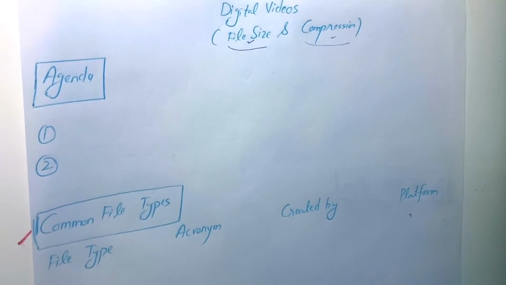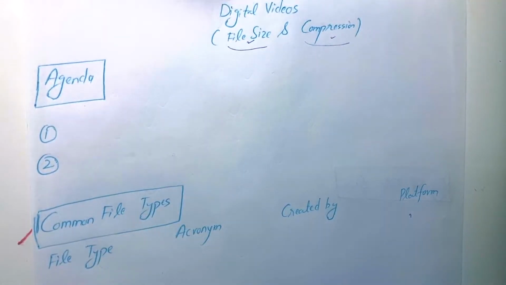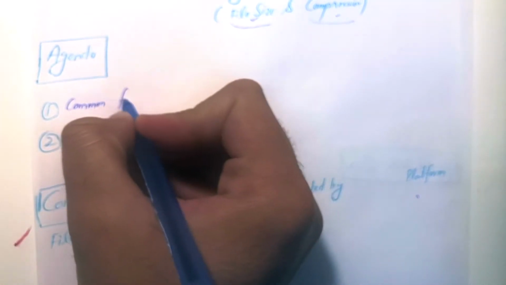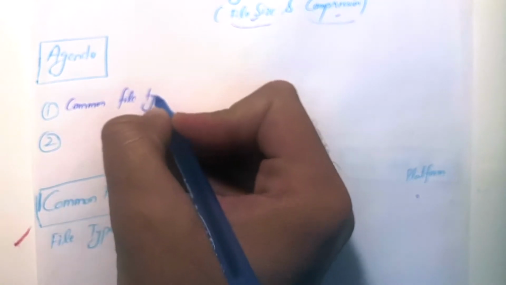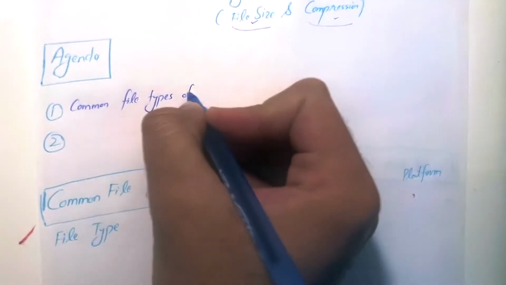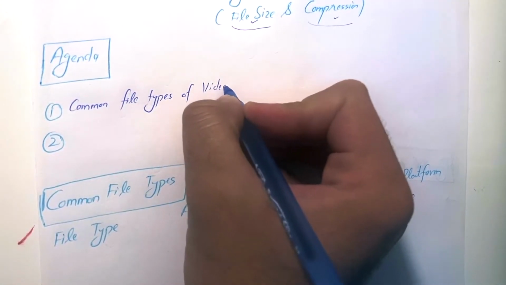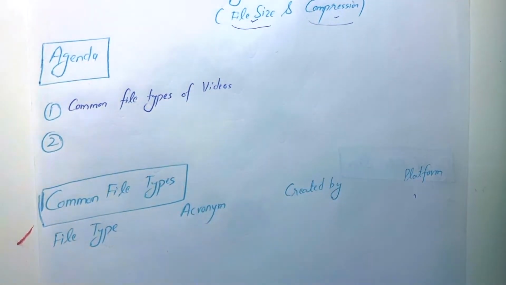So today we have two main agenda items, two main things that we are going to talk about, starting with the common file types of video. So we need to understand what the different file types available are, which particular file type works with which kind of platform and stuff like that.